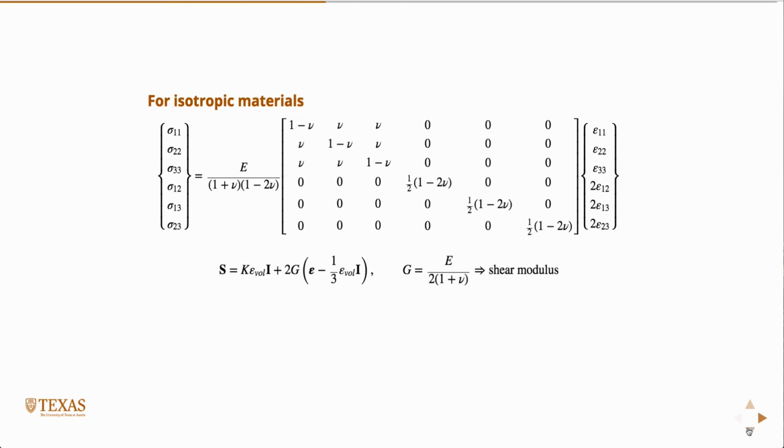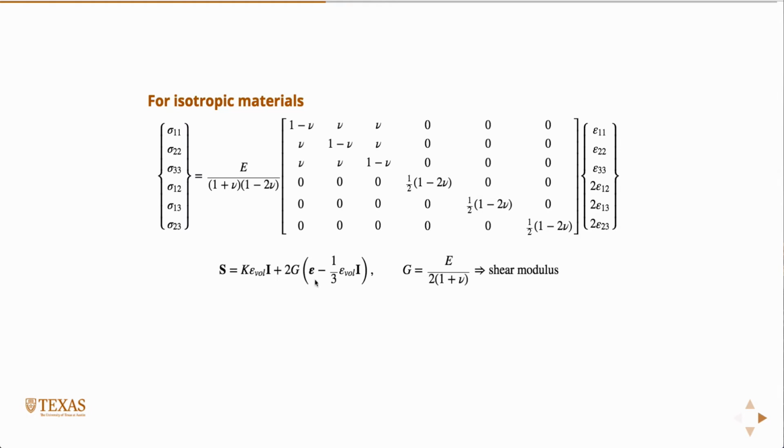going back to our tensor notation, then in matrix type notation, we can also write this equation very compactly. Right? So here we're saying that in terms of the bulk modulus and shear modulus, S is the bulk modulus times the volumetric strain. The volumetric strain is the sum of the diagonal entries of the strain tensor, right? We saw that. Times I, which is just the identity matrix, right? Plus 2 times the shear modulus.